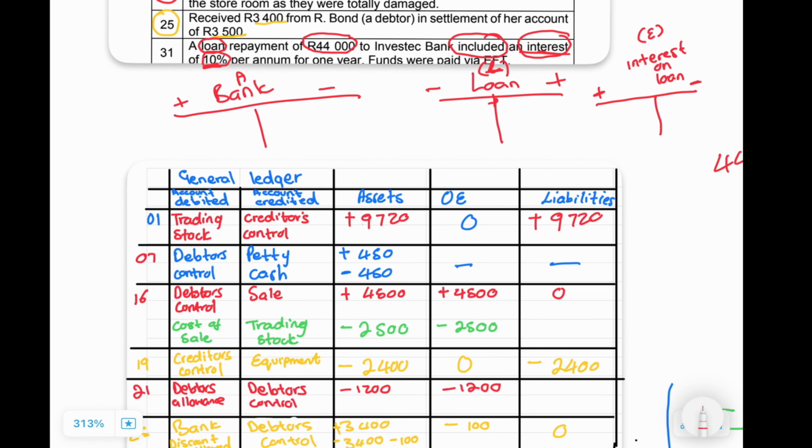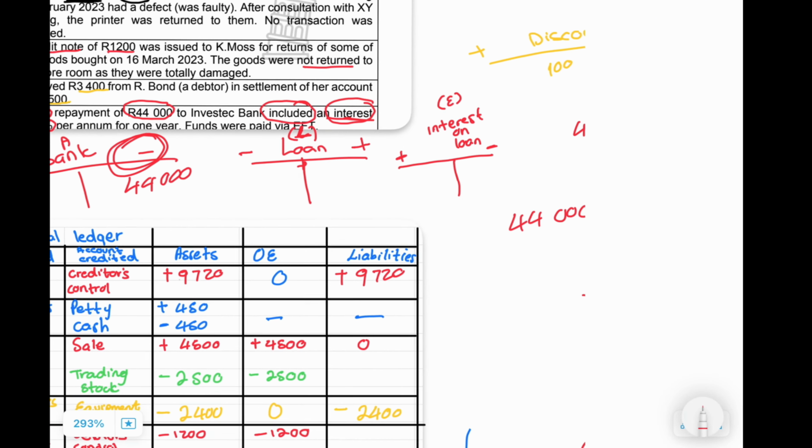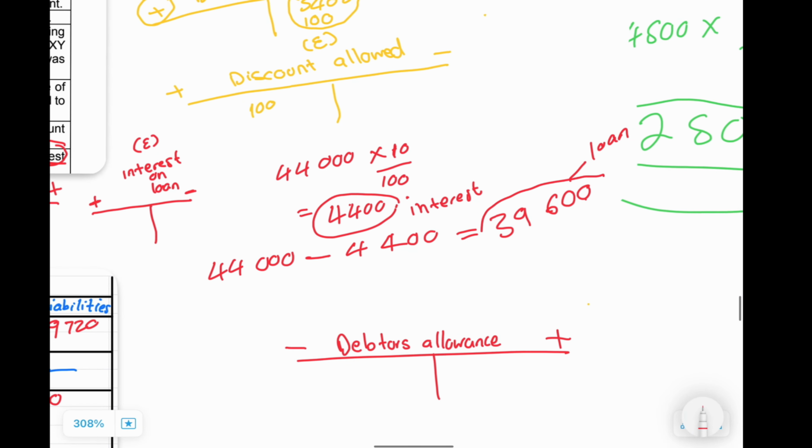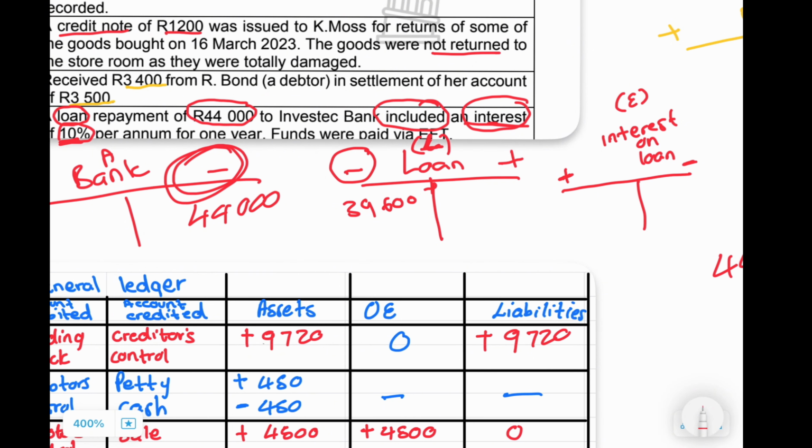In our general ledger, what is actually happening? Let's look at our bank. Our bank is decreasing, because we are paying 44,000. Our loan, since we are paying it, is going to decrease. It is not going to decrease by 44,000, because the loan amount is not 44,000. We just calculated the loan amount, which is 39,600. So our loan is decreasing by 39,600. Our interest on loan will be the remaining amount, which is 10% of the amount we paid. So this will be 4,400.